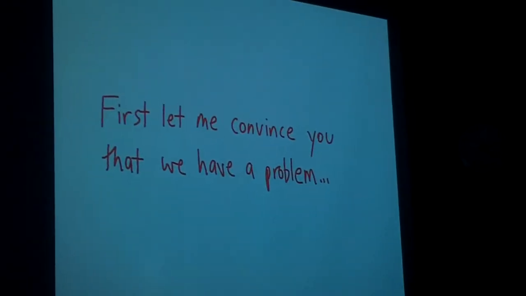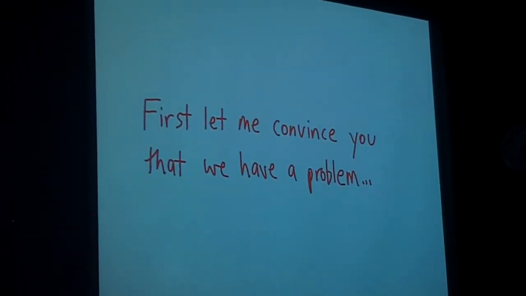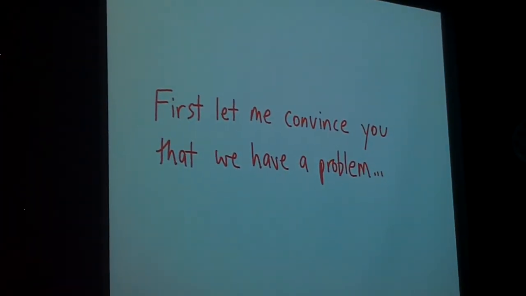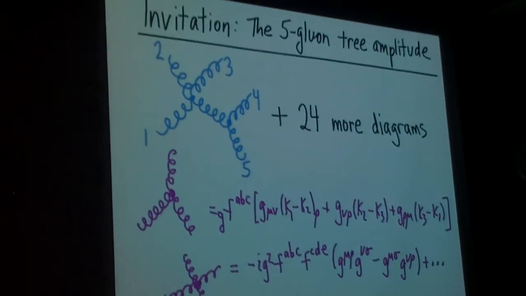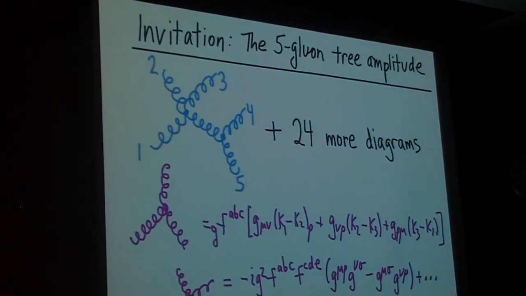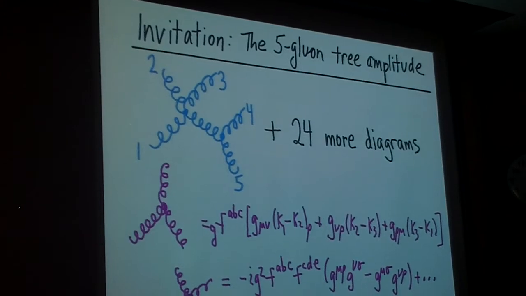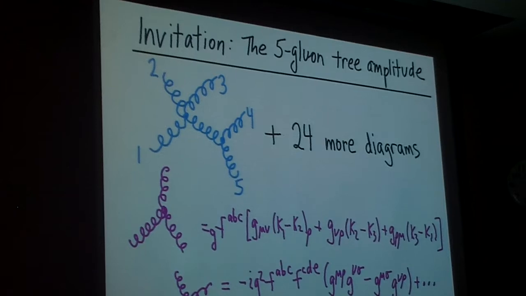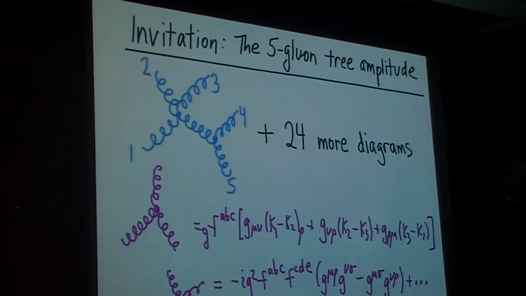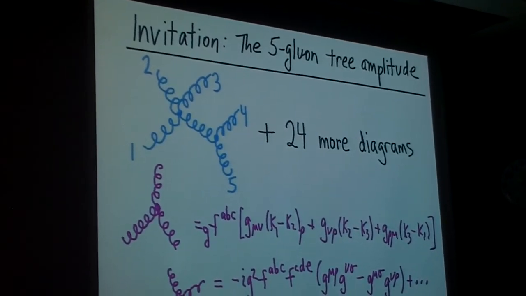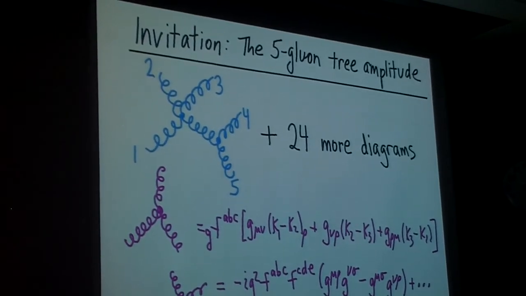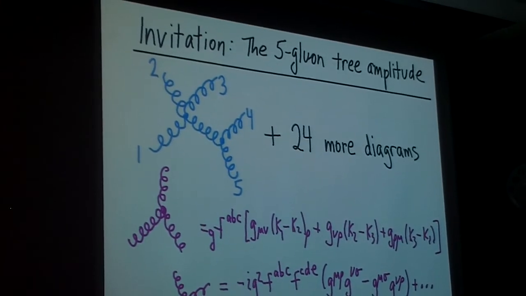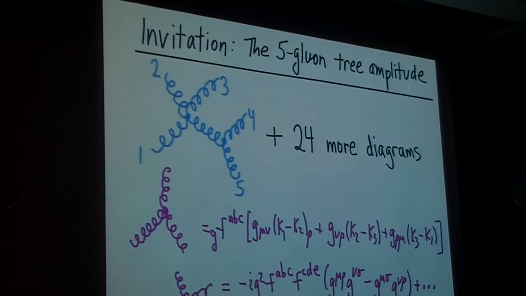So first of all, let me convince you that we actually have a problem, namely that there is actually something interesting going on in the scattering amplitudes of massless vector particles. So let's consider one of the simplest things you could possibly imagine. Suppose you took it upon yourself to calculate a tree-level scattering amplitude of 5 gluons. Something you might think is a complete triviality. Well, if you sit down and start thinking about it, you'll realize that there are 25 different Feynman diagrams you can draw. That's not so bad.